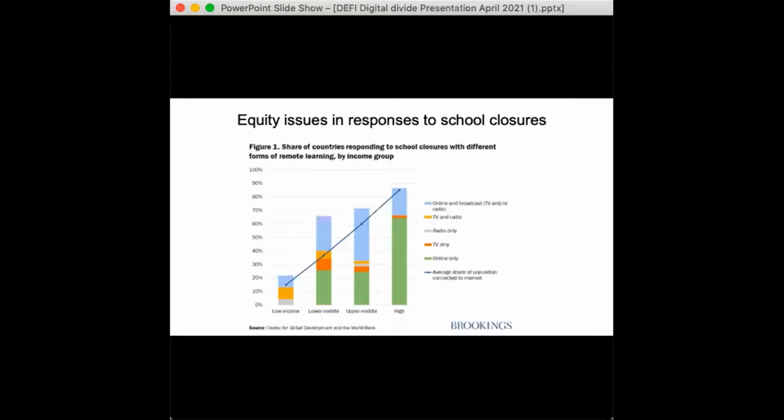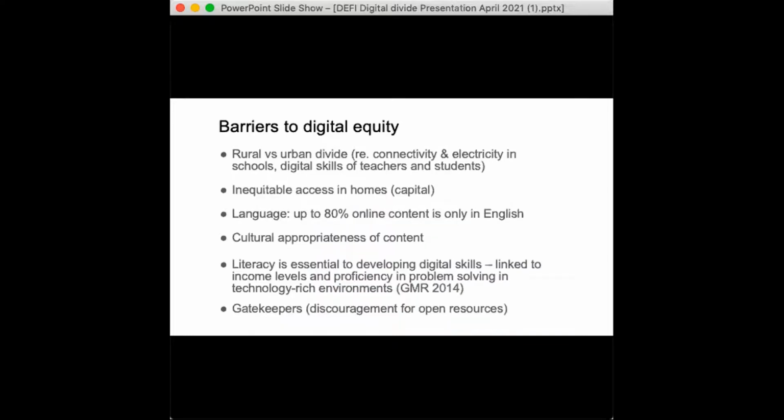Next slide. I'm just going to very quickly go through the barriers to digital equity. You can just quickly glance down this. There's the rural versus urban divide, as I've explained, and inequitable access in homes. There's language barriers. Most of the content is in English. The question is, is the content actually the right kind of content to appeal to children, to be intelligible to children? And then digital literacy depends on ordinary literacy.